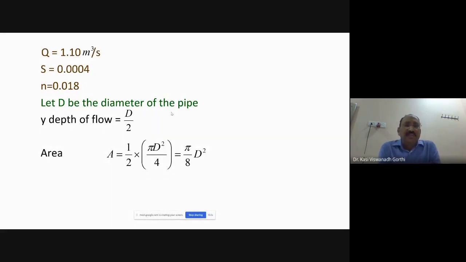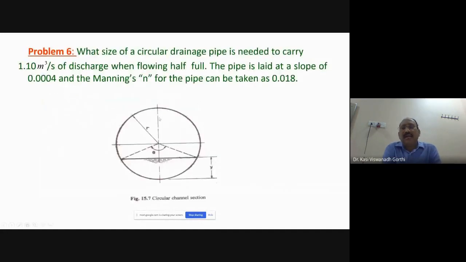And why is the depth of flow in the problem shown as if it is running half full? I have taken only a typical circular channel section. In a typical circular channel section, the depth of flow Y would be considered from the free surface to the bottommost point. But for this problem, where is the free surface? The free surface is exactly at the center. It is running half full. This entire full pipe, it is half of this pipe.